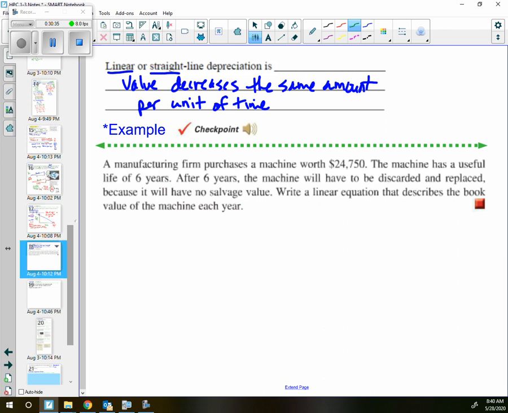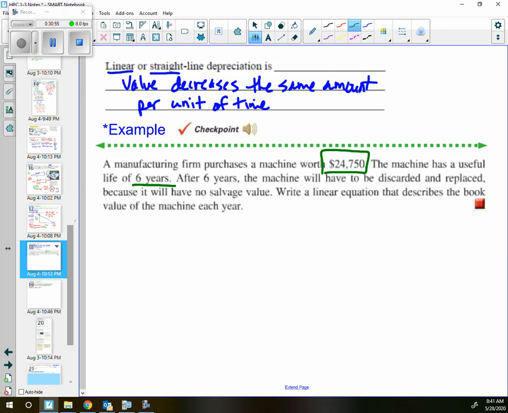A manufacturing firm purchases a machine that's worth this much money. So when they first purchased it, that's what it was. The machine had a use life of 6 years. So they knew that it would last for 6 years, but after 6 years, it would have to be replaced because it wouldn't have any salvage value anymore. Write a linear equation that describes the value of the machine each year.